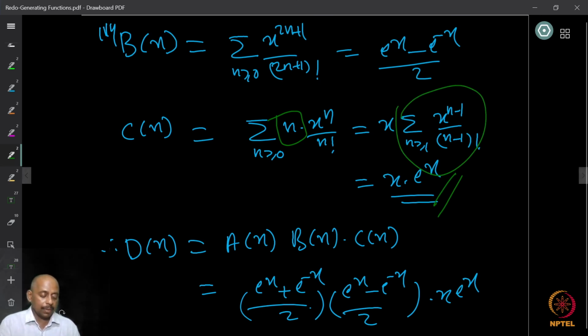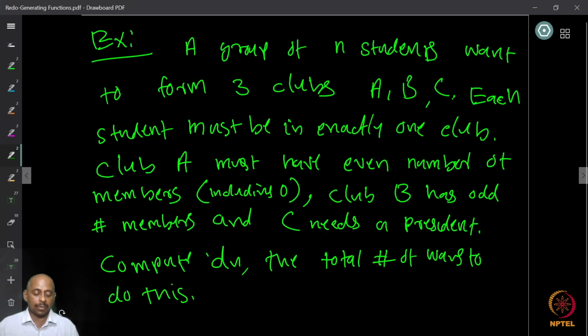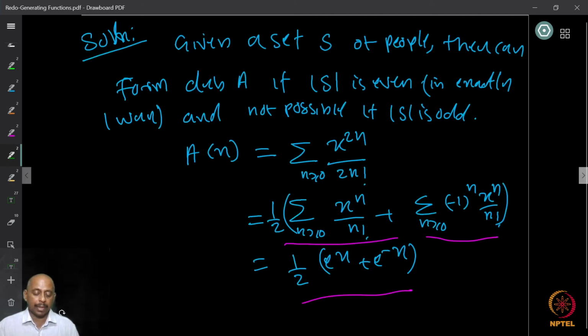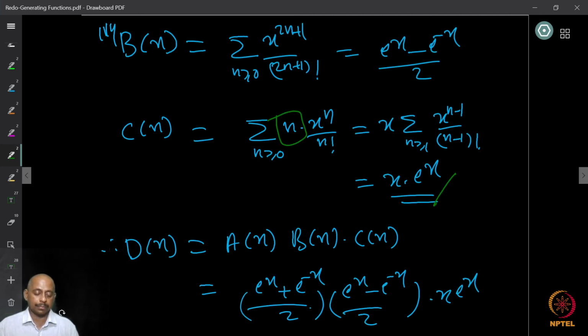And so we have all these things, a of x, b of x, and c of x. Since we are looking at the number of ways of choosing a club A, B, and C by partitioning into 3 parts, we apply the product. So d of x is a of x into b of x into c of x, which is e raised to x plus e raised to minus x by 2, into e raised to x minus e raised to minus x by 2, into x into e raised to x.